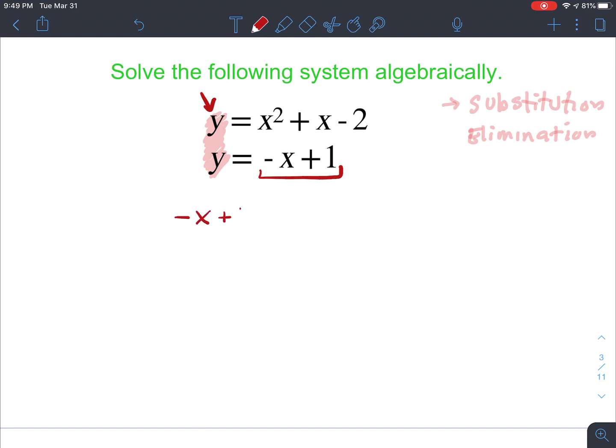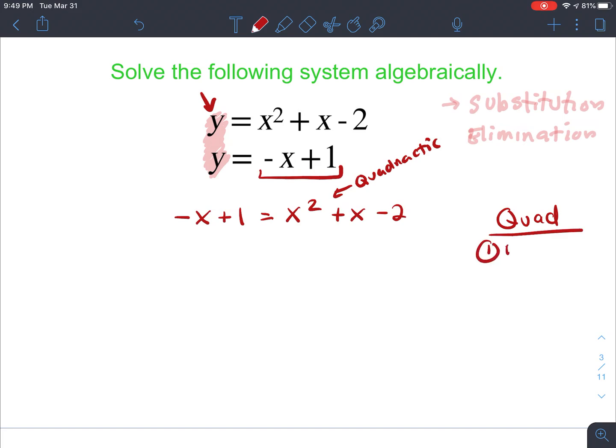So what do I mean? Well, basically I'm saying set the two equations equal to each other. Negative x plus 1 is equal to x squared plus x minus 2. So now, how do we solve this? It's not going to be the same as the substitutions we've seen before, because now we have a quadratic, which means we need to use the methods for solving quadratics. So let's review that for a second.